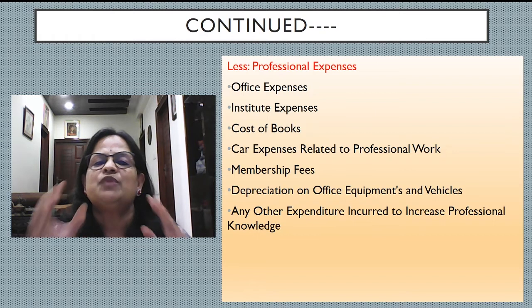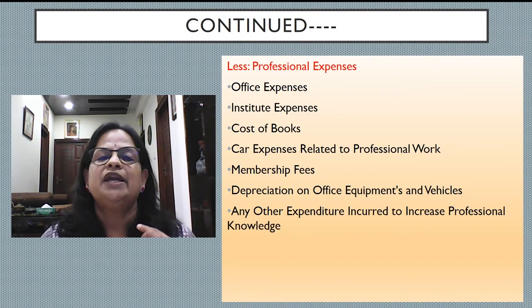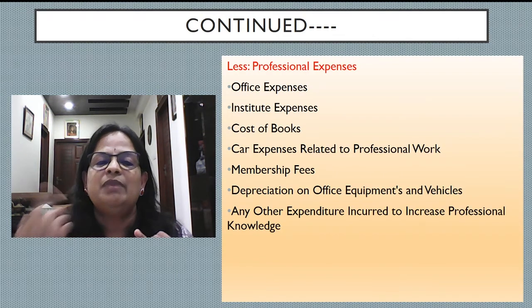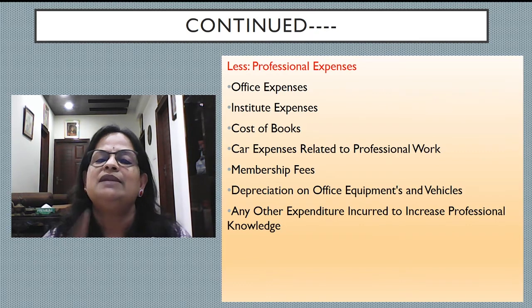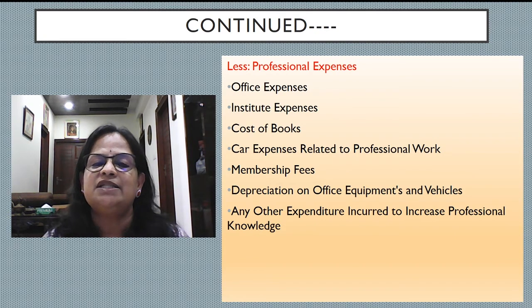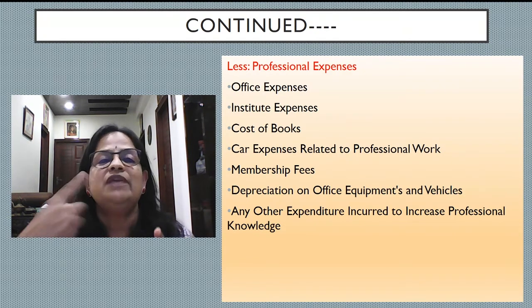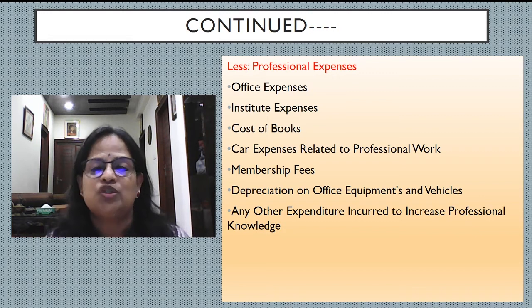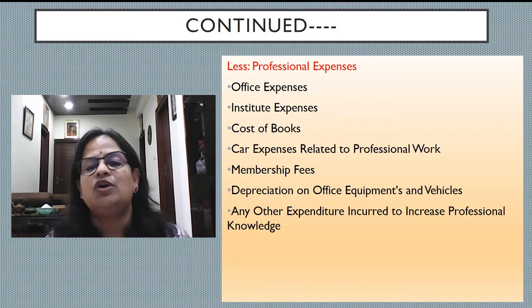Now, next is professional expenses you have to reduce. Office expenses will be there. They will be running an office. Now, institute expenses. They have to pay membership fees and all, sometimes monthly, sometimes yearly. That can be considered. Cost of books. Books they will have to always refer. They have to update because tax textbooks always keep updating. So, they have to buy the books. Anything for updating the knowledge is allowed.